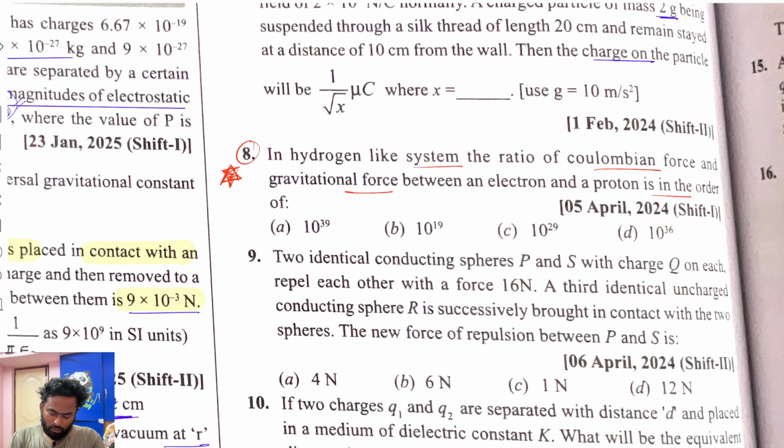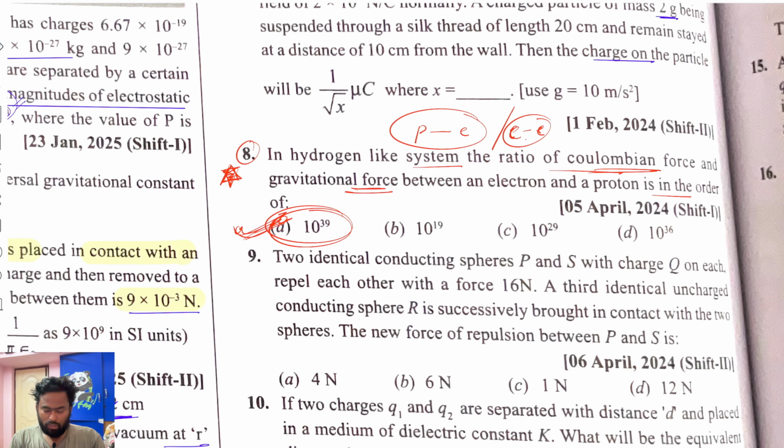So in this question you have to remember the ratio of electrostatic force to gravitational force between proton and electron. Proton and electron is what order? 10 to the power 39. You can calculate it, the simple calculation is there, but it will take some time. So for proton and electron as well as electron and electron, you remember this. Which force will be more? Electrostatic or Coulombian force will always be more than gravitational force.